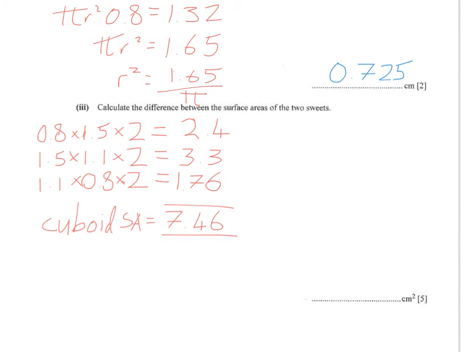We've got 3 faces, 1, 2, 3, but 2 versions of each of them, and then summing those together gets a surface area of 7.46. So now taking this and looking at the cylinder. Now a cylinder has 2 parts to it. It's got the pi r squared, 2 of those. So that's the top and bottom of our cylinder.